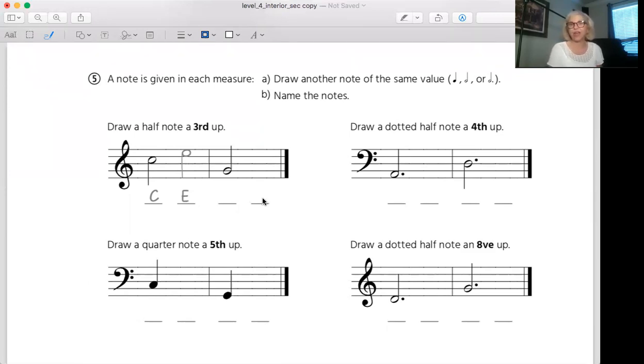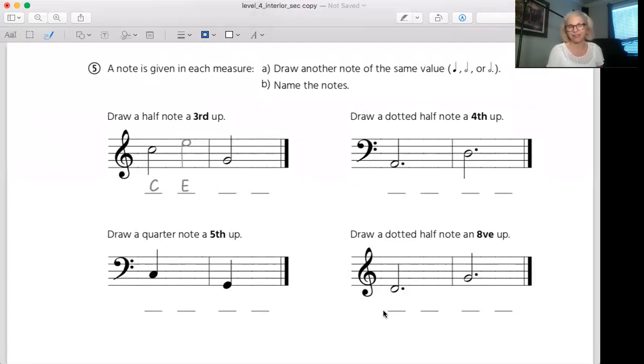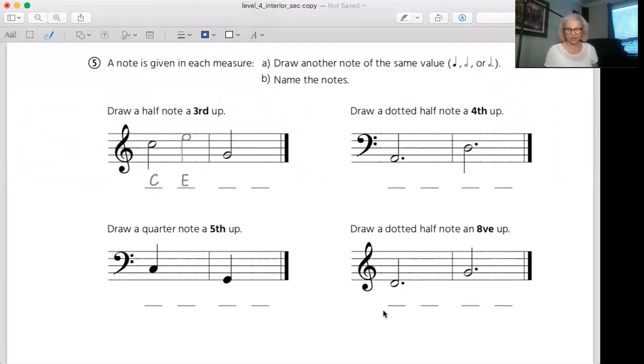When you're done with that, you can work across. Notice that we've gone to the bass clef, and the instructions are to draw a dotted half note, a fourth up, and to complete the letter names. Then you can continue and draw a quarter note, a fifth up, and on this section, a dotted half note, an octave up. Pause the video and complete section 5.